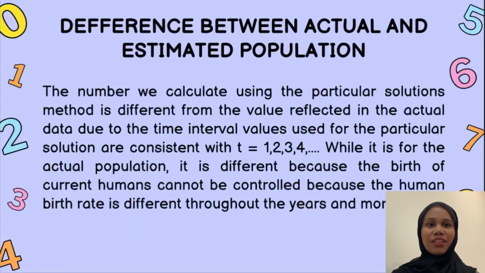Next, the difference between actual and estimated population. The number we calculate using the particular solution method is different from the value reflected in the actual data due to the time interval values used for the particular solution, which are consistent with t equals 1, 2, 3, and 4. While for the actual population, it is different because the birth of current humans cannot be controlled, because the human birth rate is different throughout the years and months.